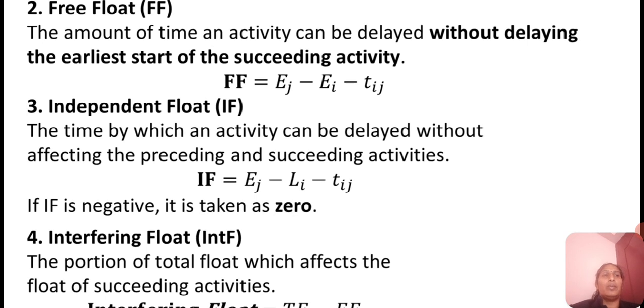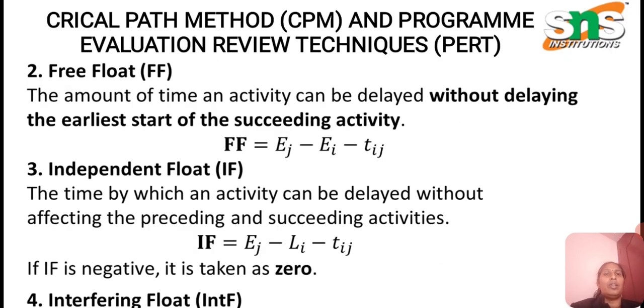Again, the remaining floats are free float, independent float and interference float. Free float is the amount of time by which an activity can be delayed without delaying the earliest start of the succeeding activity. So free float is EJ minus EI minus TIJ. EJ means the head event. If it is 1 to 2, we consider 1 as the I event and 2 as the J event. So EJ is the second value and EI is the first value.